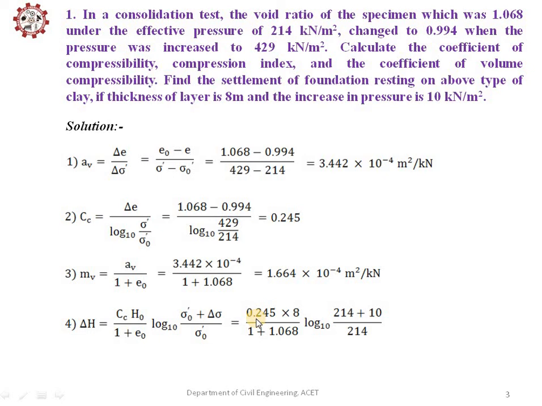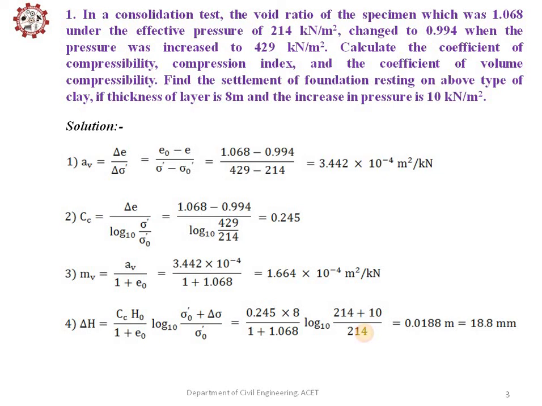So Cc is 0.245 as we have calculated, H is 8 given, 1 upon 1 plus 1.068 which is e0, log to the base 10 of sigma 0 dash 214 plus delta sigma, the increase in pressure, which is given as 10, upon sigma 0 dash 214. So the value comes out to be 18.8 mm. So this is how you need to calculate first all the coefficients, and then you need to calculate the settlement.